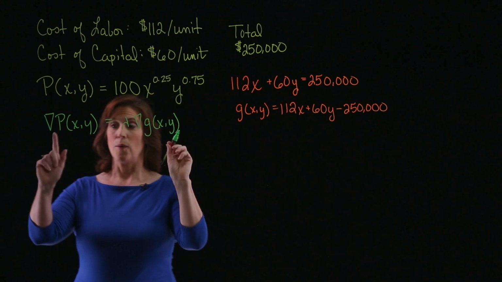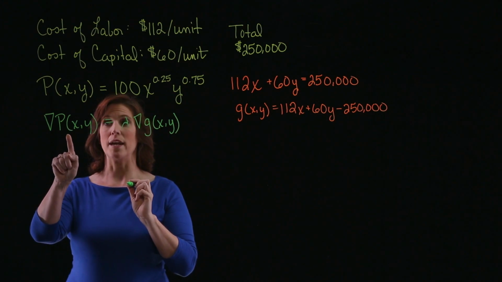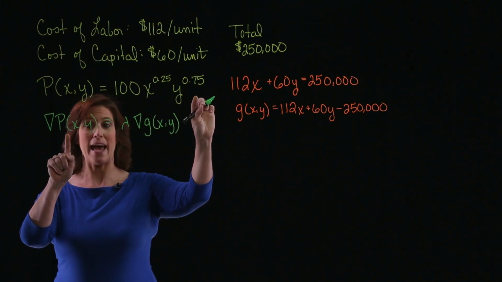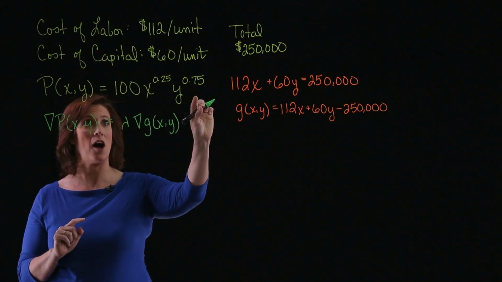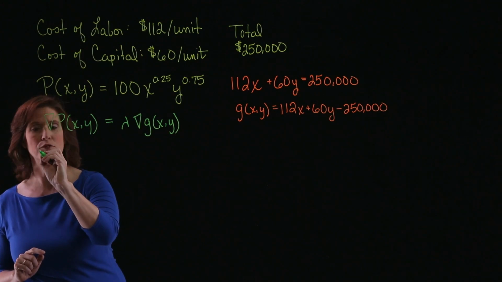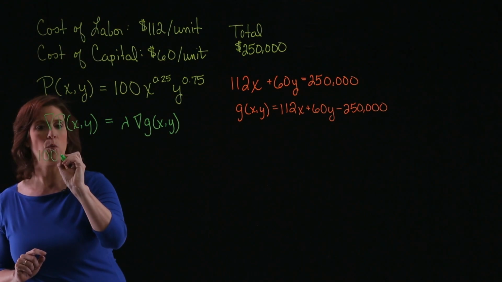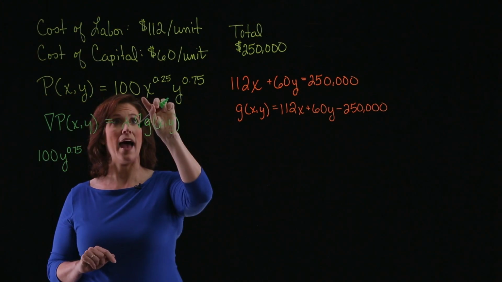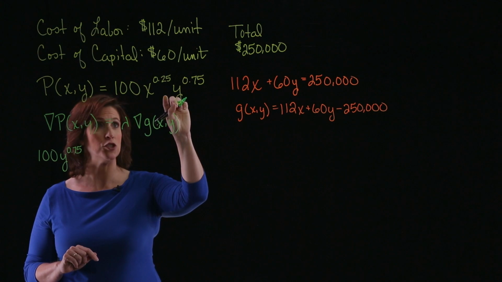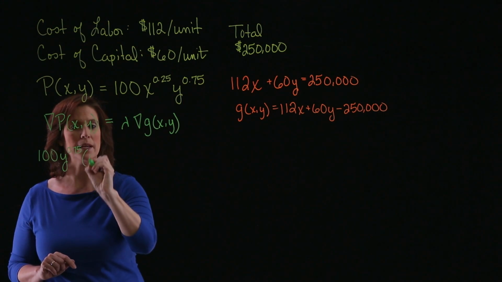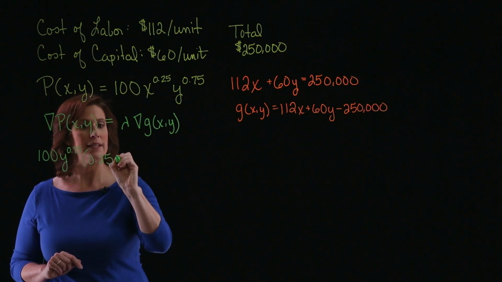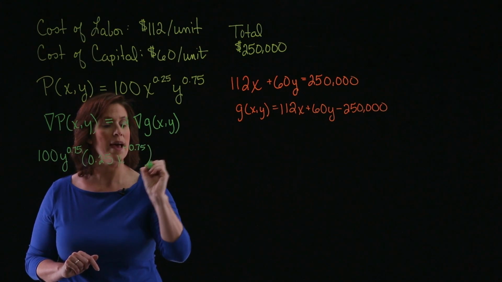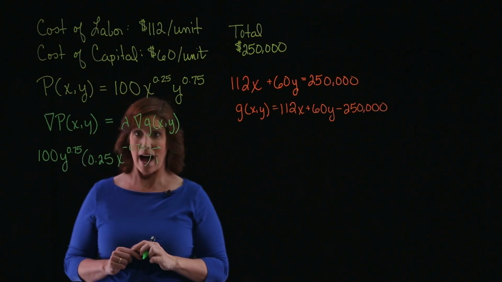All right, so when I look at my equation, the first thing I need is the gradient of P. So I want to take, first of all, the partial with respect to X. So I'm going to treat Y as if it's a constant. So that means that the 100 and the Y to the 0.75 is a constant multiple. And then I'll differentiate X to the 0.25 power. So that's going to be 0.25 times X to the minus 0.75 power. And that will be multiplied by my vector i.